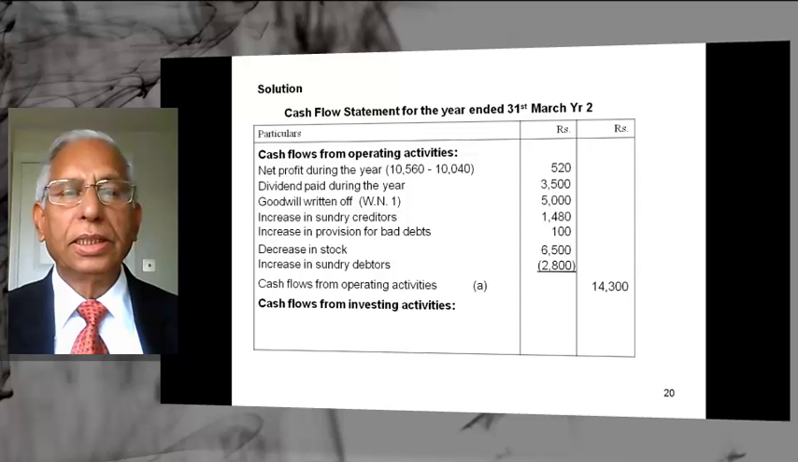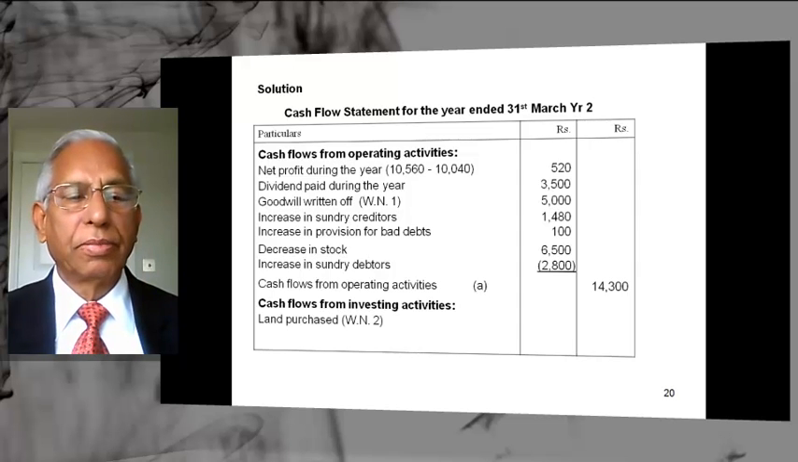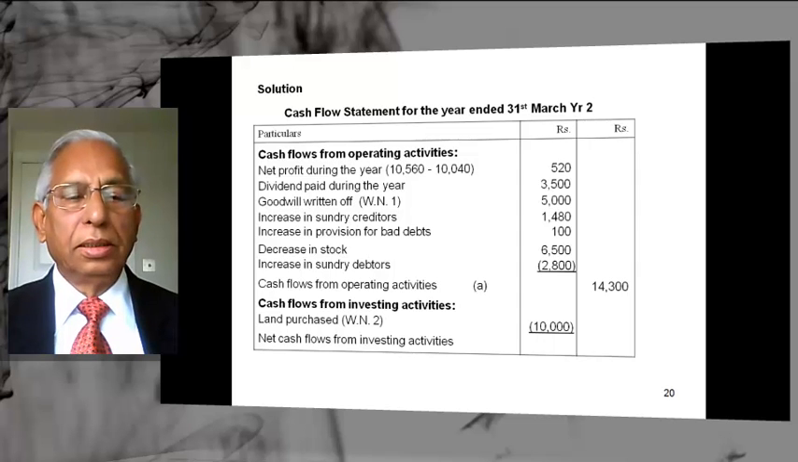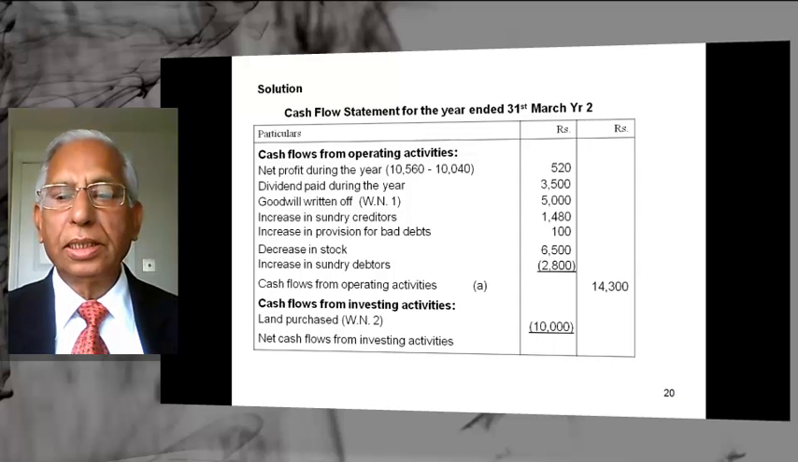Cash flows from investing activities, second segment. Land purchase, we can explain this in the working note also. How much amount has resulted in the outflow of cash when we purchase land? Amount comes 10,000 rupees. This is the item under investing activities. Net cash flows from investing activities, B, total 10,000 rupees.